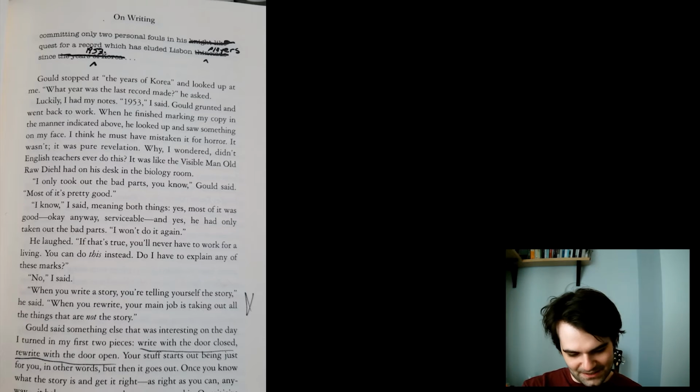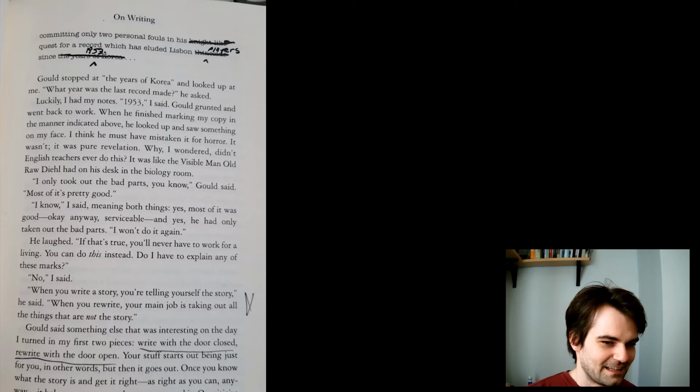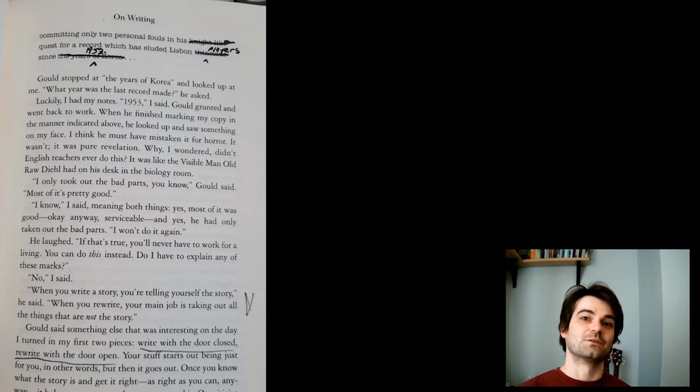There's a little bit more here. Your stuff starts out being just for you, in other words, but then it goes out. And once you know what the story is and get it right, or as right as you can anyway, it belongs to anyone who wants to read it or criticize it. And then he makes the point that if you write it really well, and for other people, people will be more likely to want to read it than to want to criticize it.